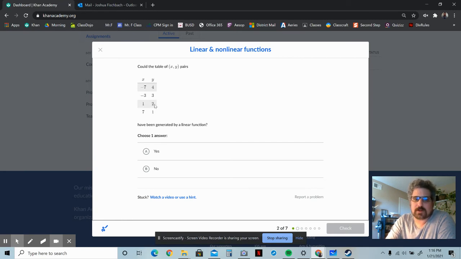And then this last one here, how do I get from 2 to 1? -1. How do I get from 1 to 7? That's +6. Well, this is going to be -1 over +6. That's not 1/4, is it? So the first two instances have a constant slope of -1/4. The last one has -1/6. So the slope is changing. So this is not a linear function.